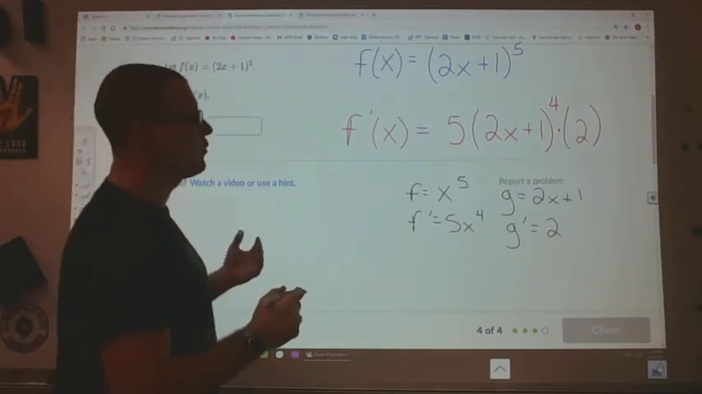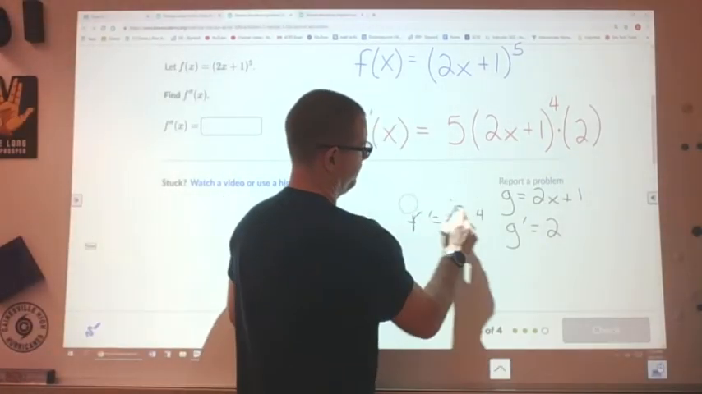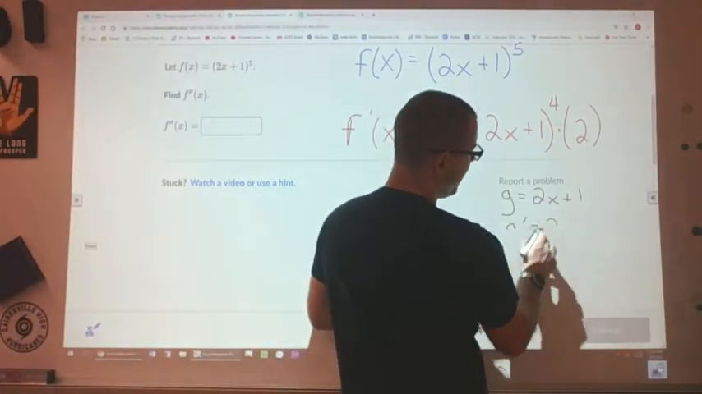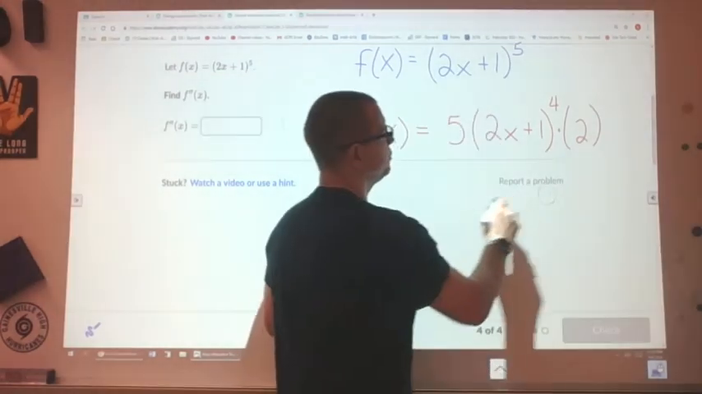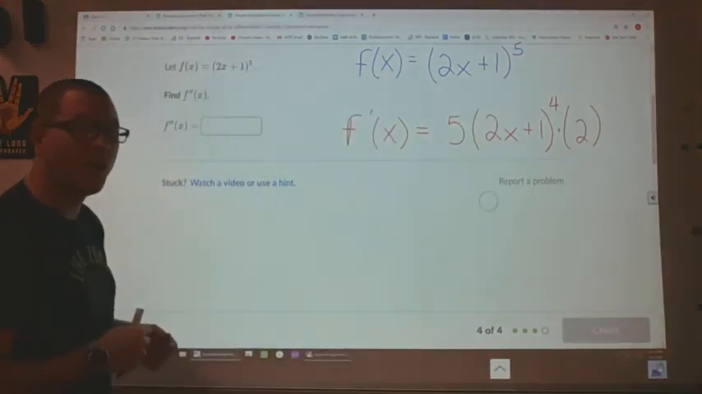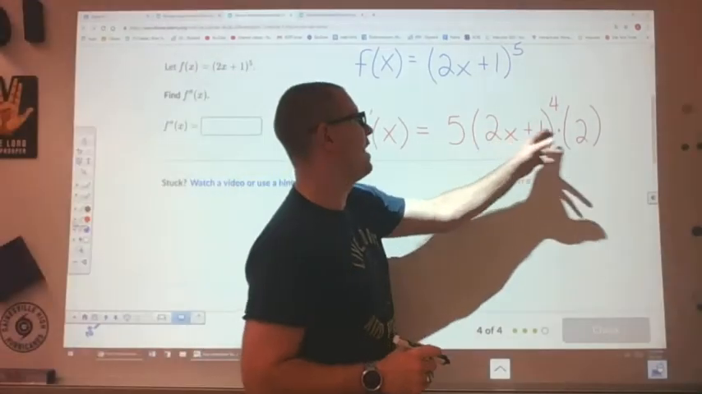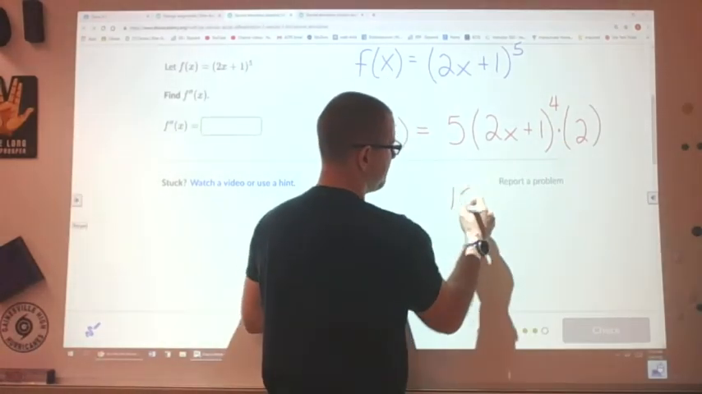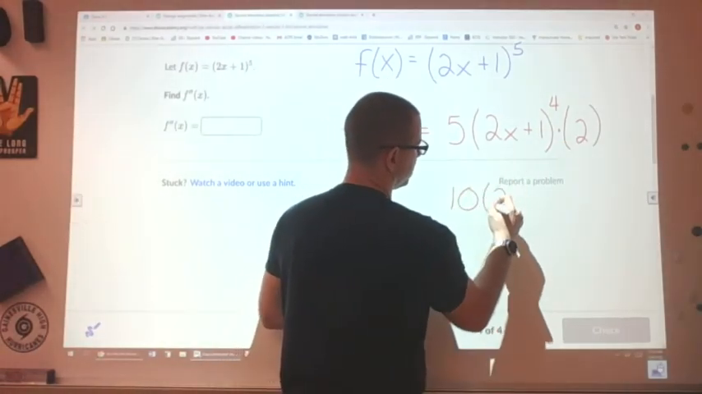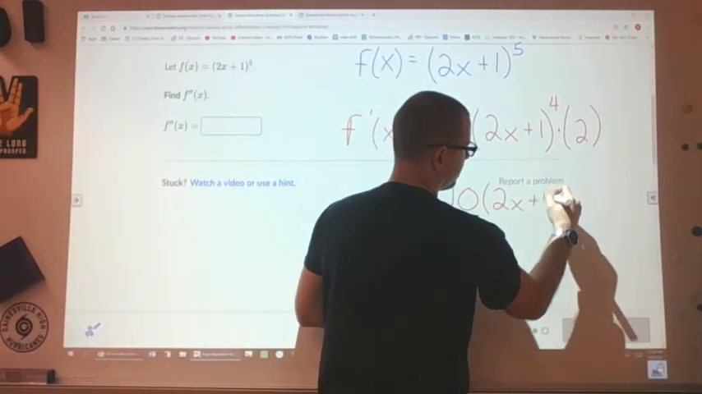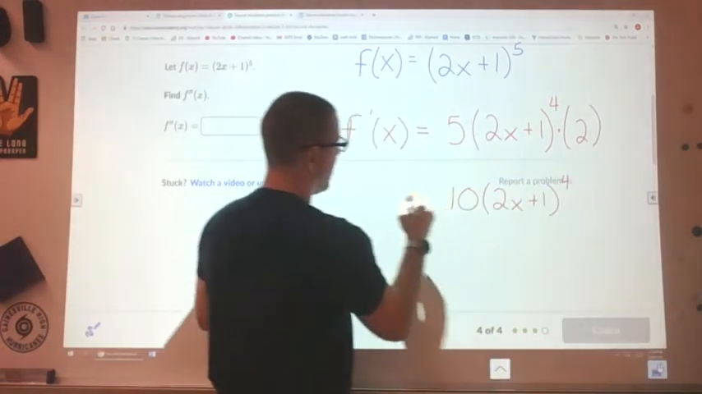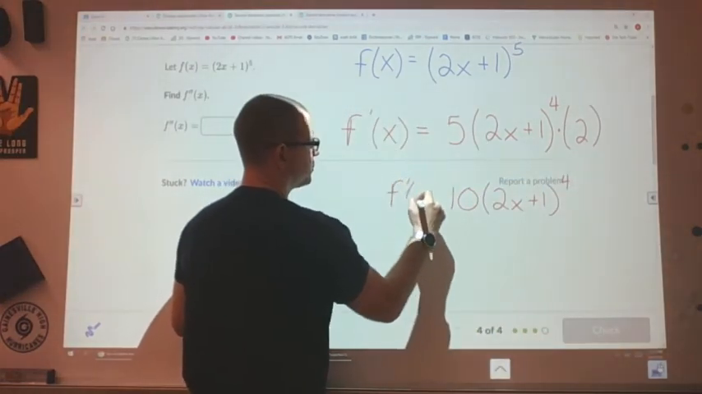And then look for simplification. A big deal in math is simplifying as you go so that your work doesn't get overly complex. This, we can do the 5 and the 2, would be 10 times 2x plus 1 to the fourth power. That would be my simplified first derivative.